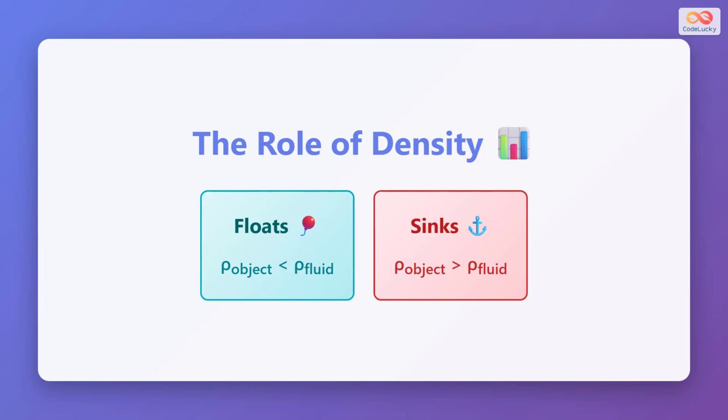Density plays a crucial role in determining whether an object floats or sinks. An object floats when its density is less than the density of the fluid. In this case, ρ_object is less than ρ_fluid. Conversely, an object sinks when its density is greater than the density of the fluid. So ρ_object is greater than ρ_fluid. This is why ice floats on water, because ice is less dense than liquid water, while a metal coin sinks because it's denser than water.